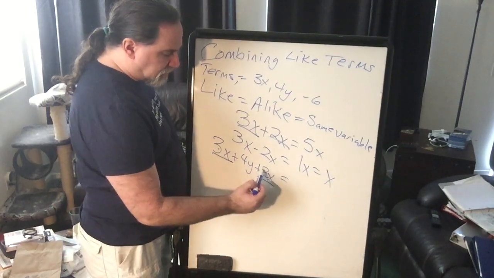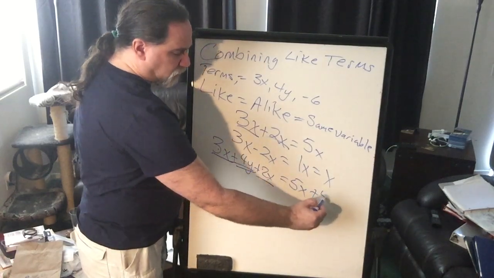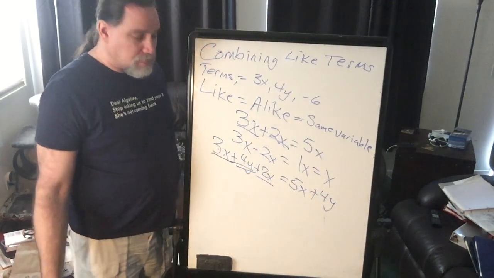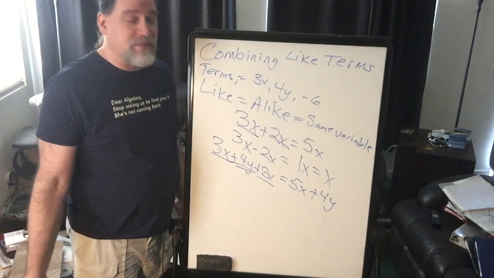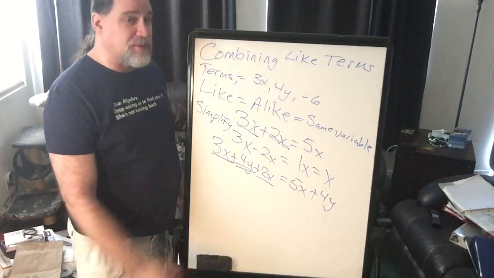So still there'd be 3x plus 2x is 5x. And then the 4y is still there as 4y. And that's as good as it's going to get. Again, you'll see this later on. It won't say solve. It'll say simplify.